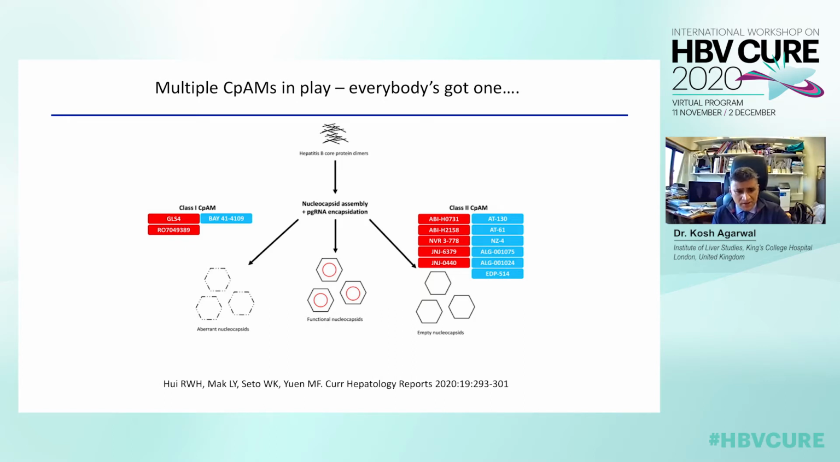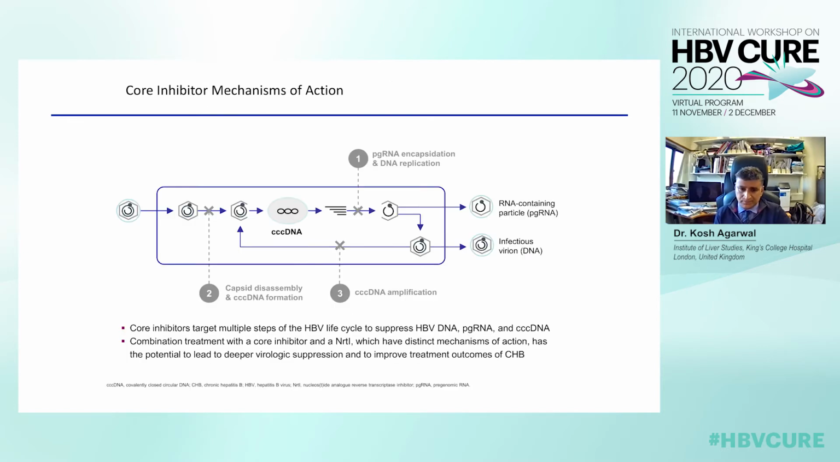In class 1 CpAMs, we see the formation of aberrant nucleus capsids, and in class 2, we see empty nuclear capsids being formed. And there may be some differences with regard to the function and certainly the impact this may have in the context of cccDNA influence or amplification.